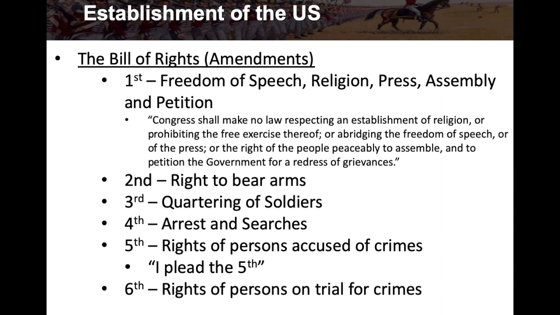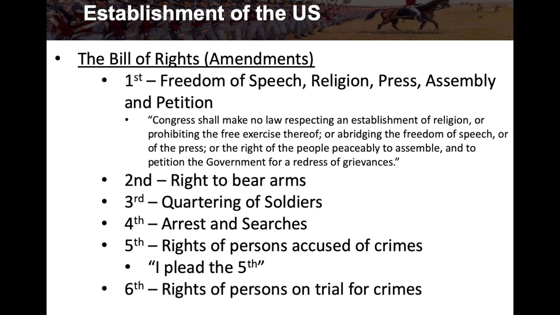The Third Amendment, quartering of soldiers, which means these are the laws on soldiers staying in your home. Fourth Amendment is rules and laws in regards to arrest and searches. Fifth Amendment, the rights of a person accused of crimes, and you may have heard someone say this on the news or in a government hearing or in trial, where they say, I plead the Fifth.